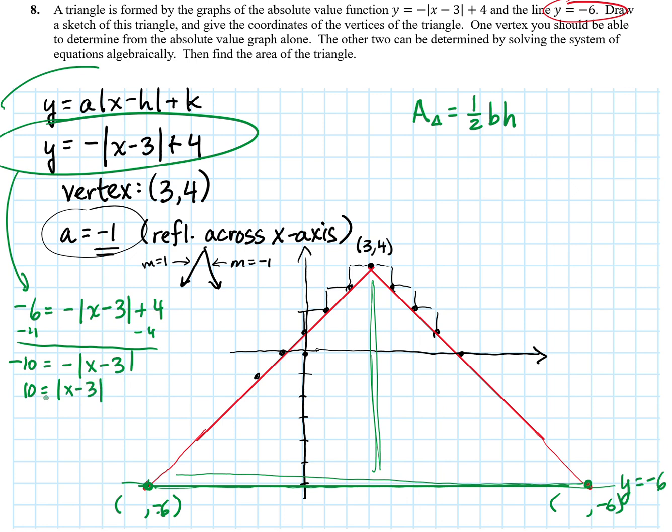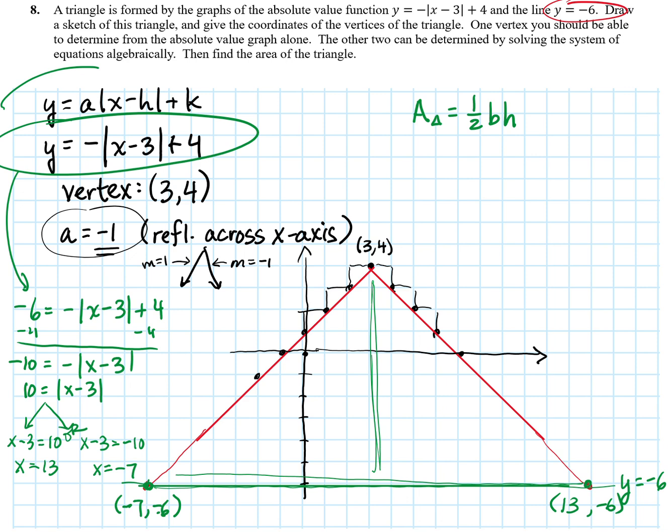At this point, I've got an absolute value equals a number, so I can split it. So the inside is 10, or the inside is -10. And if you work out this side, you get 13. And if you work out that side, you get -7. And if you actually look at where these points are, this is the (-7, -6) one. And over here is the (13, -6).